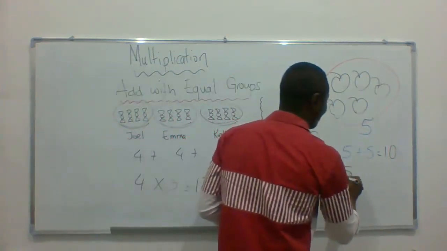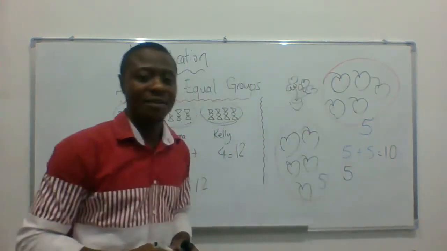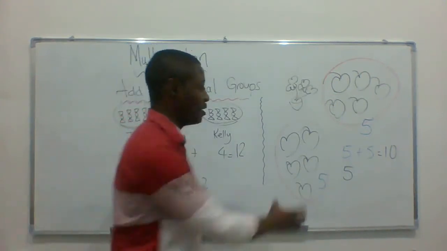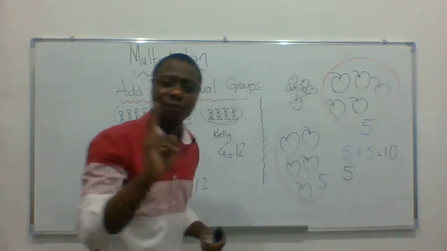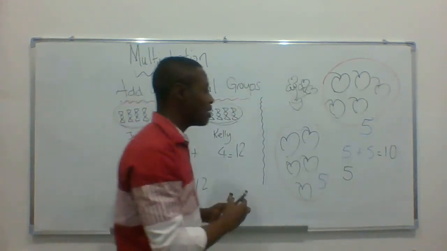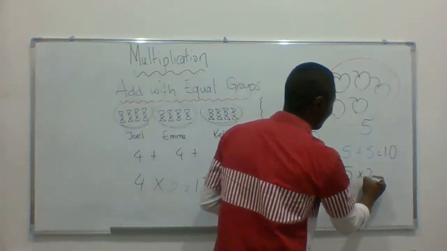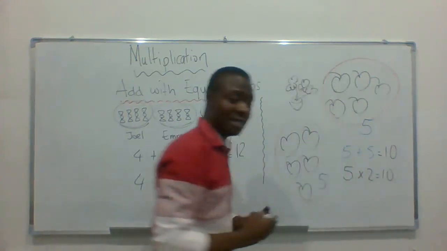Now, how do you write this in a multiplication sentence? You need to write 5 first. I have 5. How many 5s do we have? This is the first group of 5, the second group of 5. So I have 2 groups. So the number that multiplies 5 is a 2. 5 times 2, and the answer is 10.